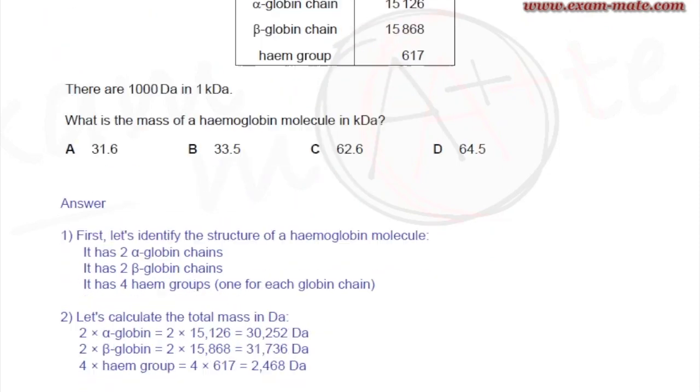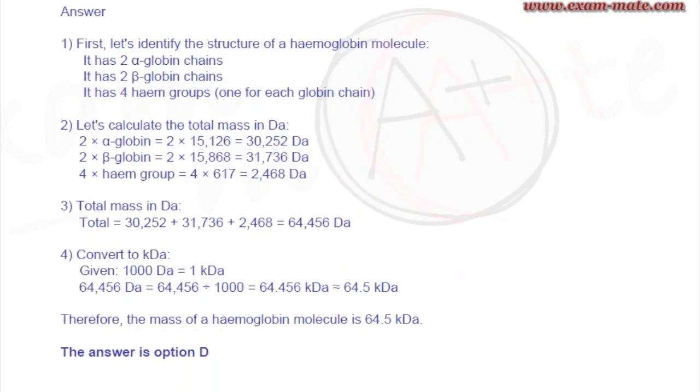1. First, let's identify the structure of a hemoglobin molecule. It has 2 alpha-globin chains. It has 2 beta-globin chains. It has 4 heme groups, 1 for each globin chain. 2. Let's calculate the total mass in Da.